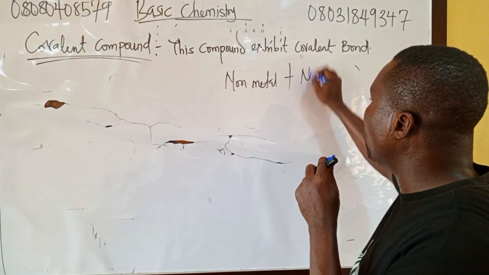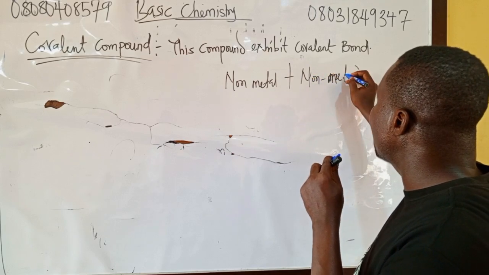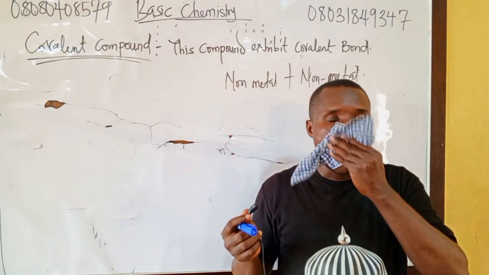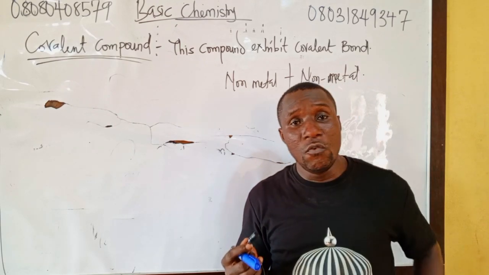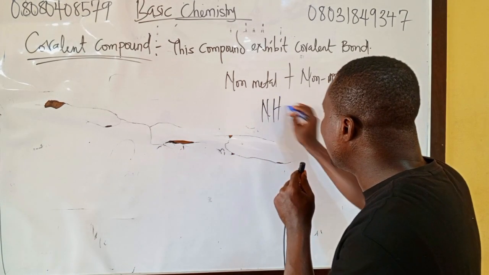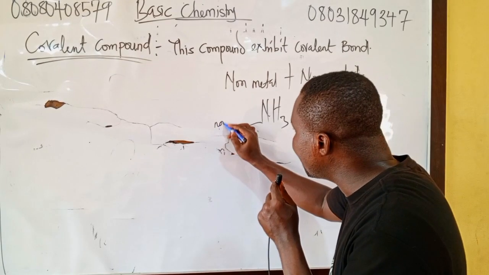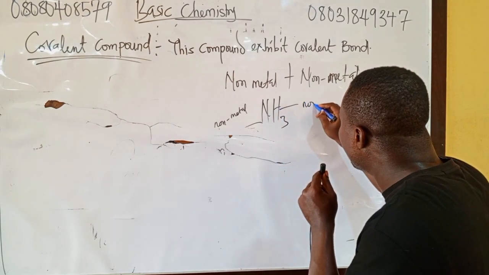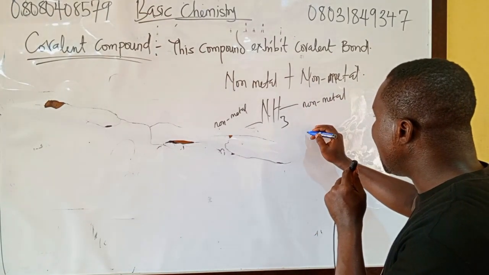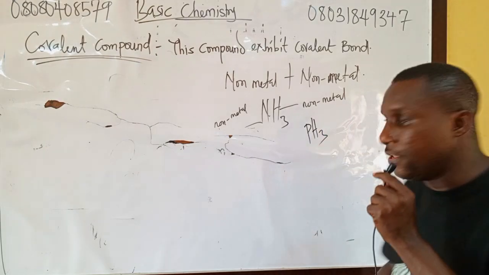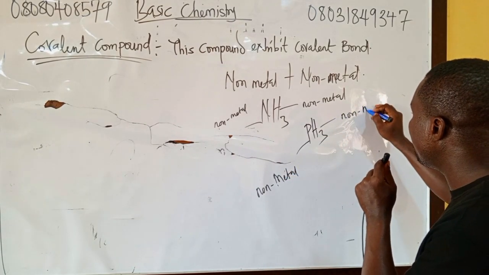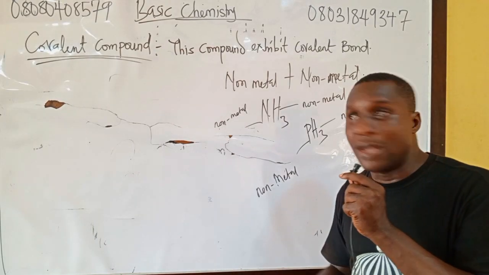And it occurs when you have non-metal combining with non-metal. That is covalent compound or molecular compound. An example is this. When you have nitrogen combining with hydrogen to form ammonia, nitrogen is non-metal, hydrogen is non-metal. What kind of compound is this? Covalent compound. When you have phosphorus, non-metal, hydrogen, non-metal, what kind of compound is this? Molecular compound or covalent compound.